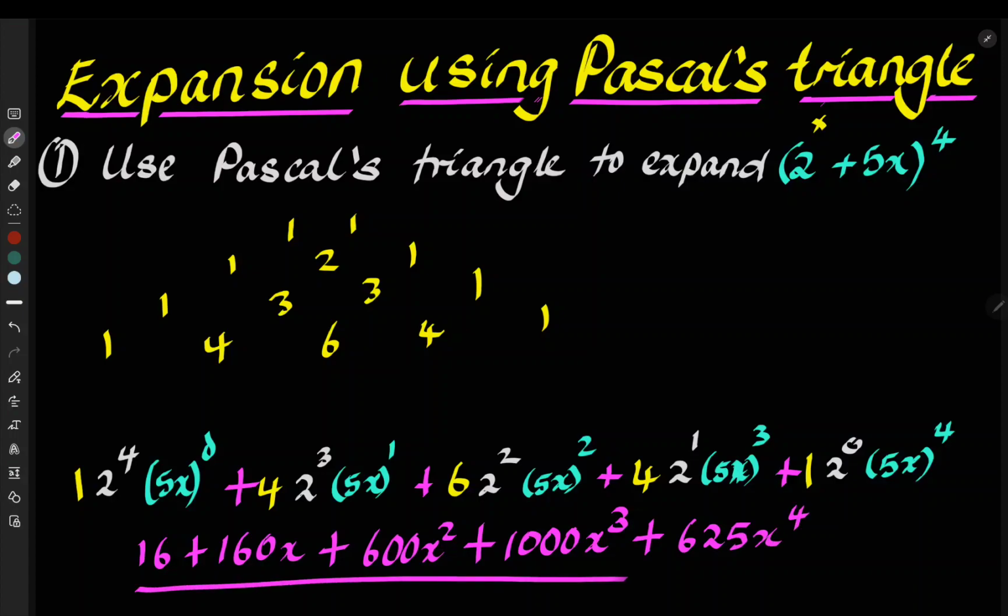So this is the expansion of (2 + 5x)^4 using Pascal's triangle. I hope that makes sense. Let's have a look at the second example.